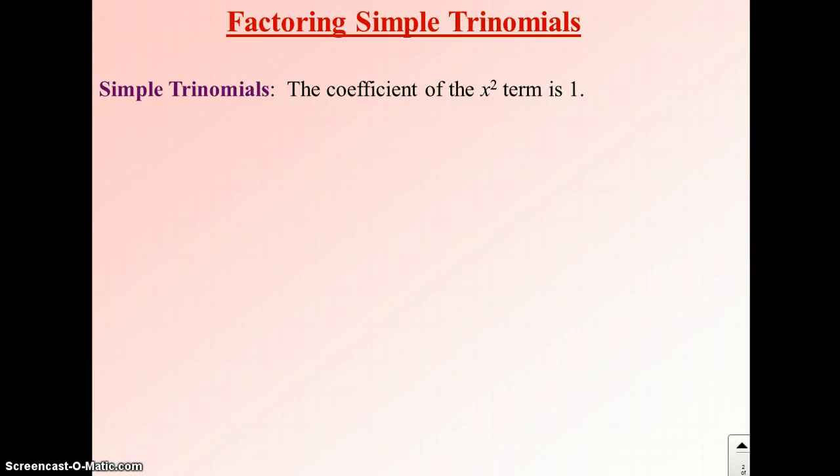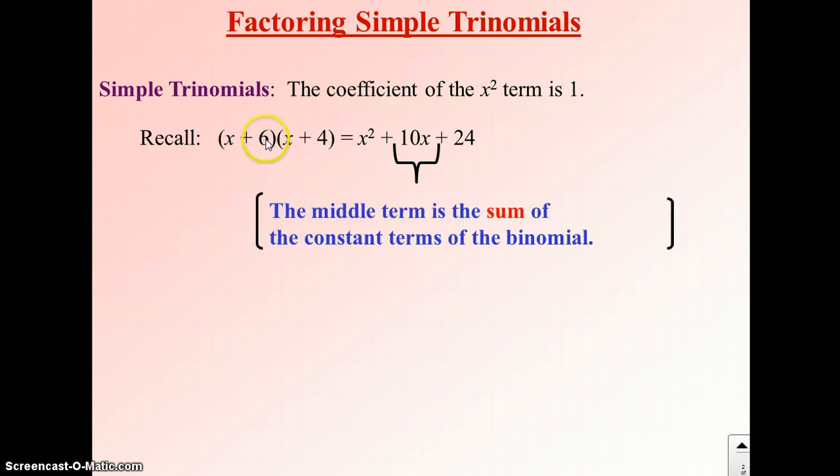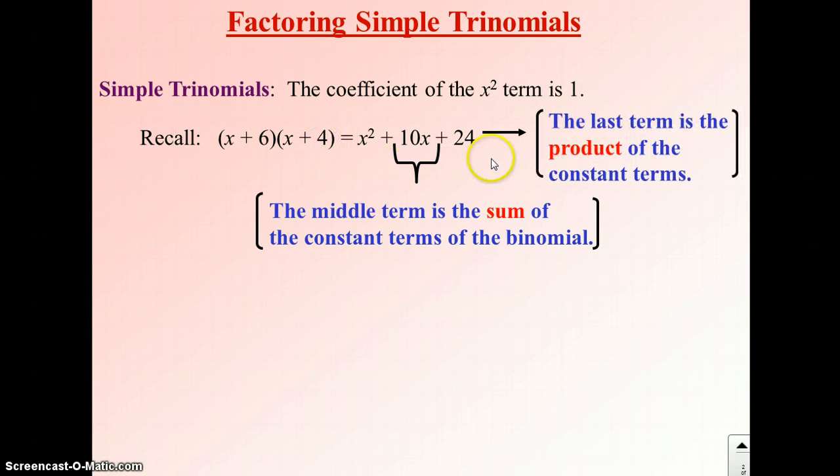Before we do that, let's recall that if I expand two binomials, x plus 6 times x plus 4, I get x squared, add 4x plus 6x is 10x, and 6 times 4 is plus 24. If we have a quick look at that, we notice that the middle term is the sum of the two constant terms of the binomial, 6 and 4. We notice that the 24 is the product of the two constant terms, 6 times 4, of our two binomials.